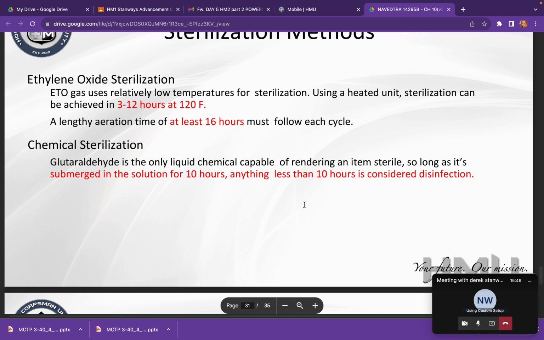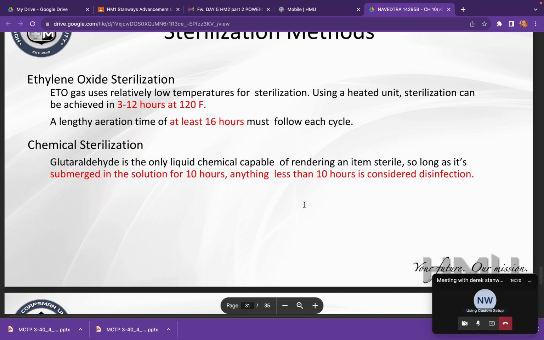The 10 hours is on the test, and I know it sounds confusing. So Barney style, if it is held anything less than 10 hours, it is a high-level disinfectant, as we hit on that other slide. Now, if it is past that 10-hour mark, you can use it as a sterilant, because you heard that some of these chemicals can be used as sterilants. Glutaraldehyde can be used as that, as long as it's been held past 10 hours.